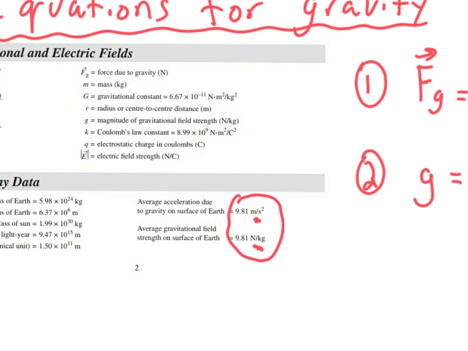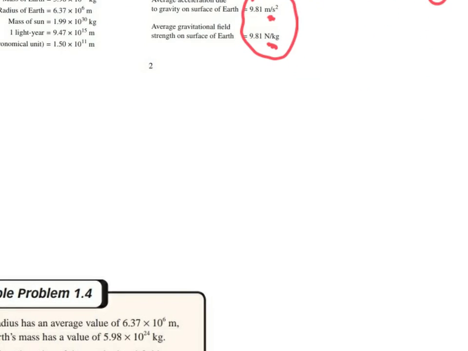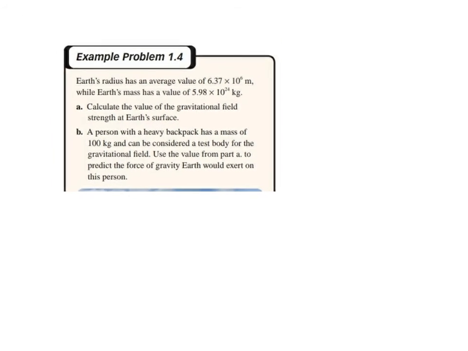So the first question is, the Earth's radius has an average value of 6.37 times 10 to the 6 meters, while the Earth's mass has a value of 5.98 times 10 to the 24 kilograms. Now, I always like to take a look at my units before I even start the question, and I see that I'm in meters for my radius, and I'm in kilograms for mass, which is, if we remember from back in our formula sheet, exactly what we need. We need to be in kilograms for mass and meters for radius. So that is a good sign. We don't have to do any work on that. So let's get to it.